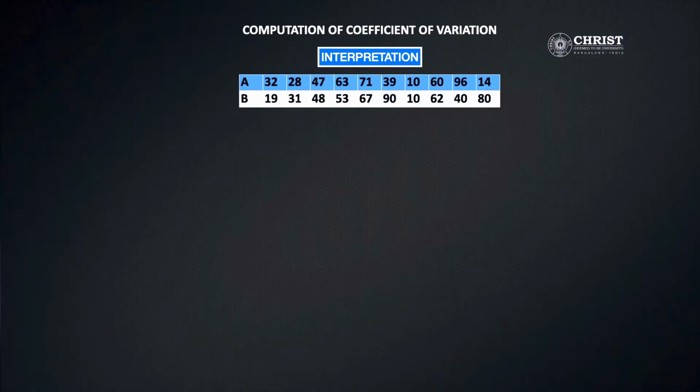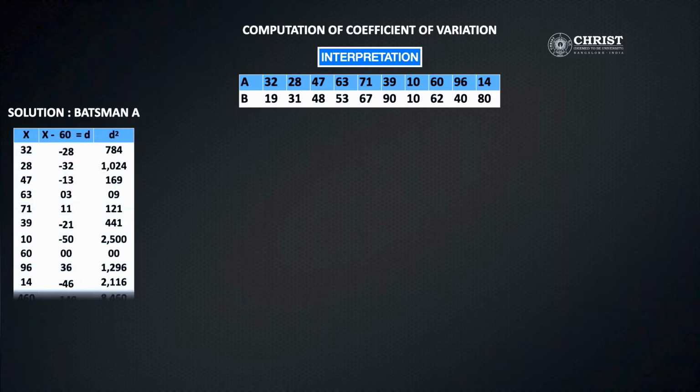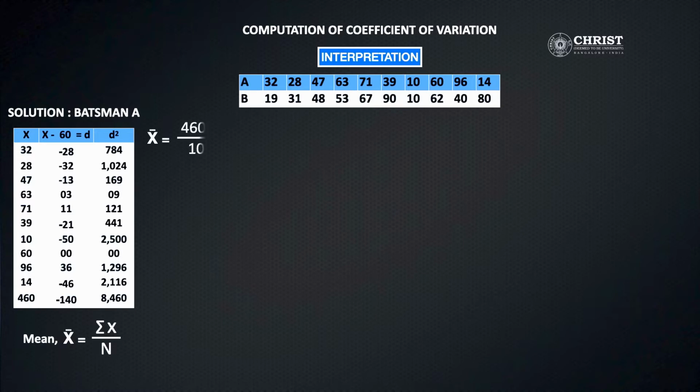So for the computation for batsman A, we have to remember, we have to calculate x bar, that is the mean. We have to calculate the standard deviation, then substitute the values in the equation. So the values of x are there, then we take the mean value. The mean is the total of x divided by the number of observations.